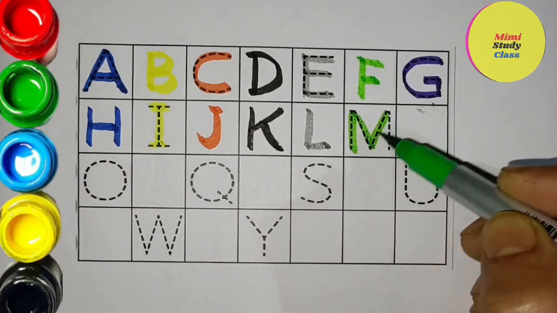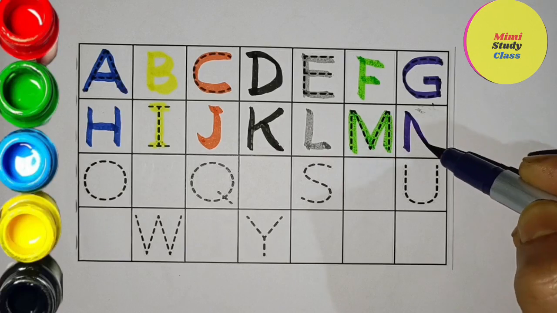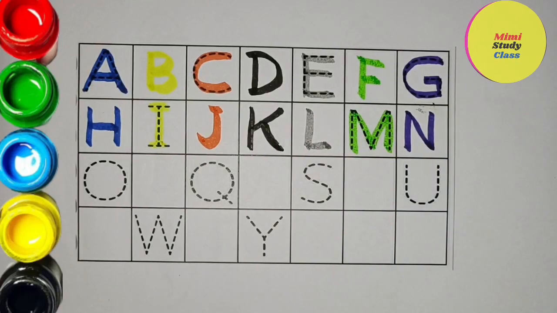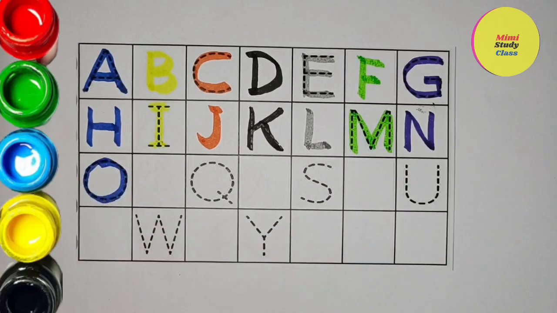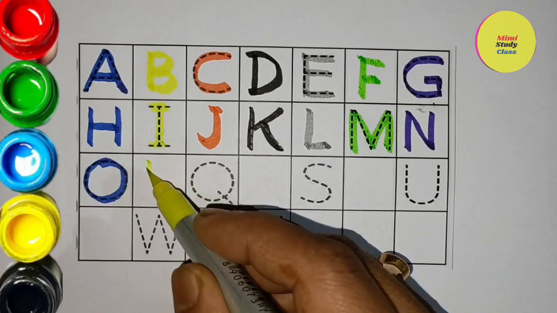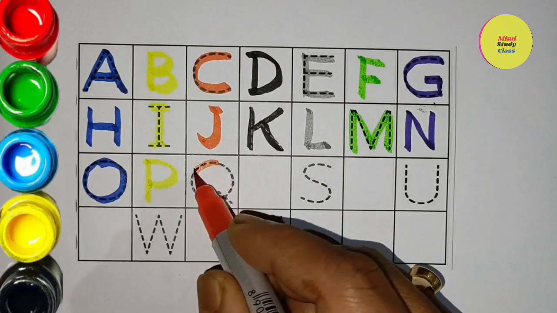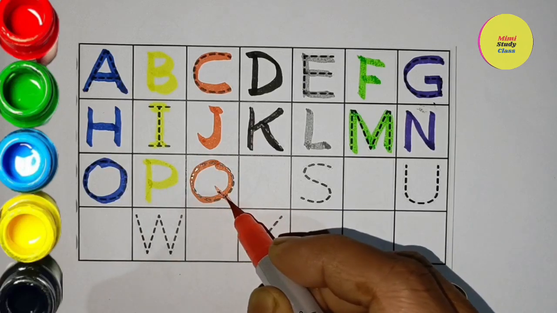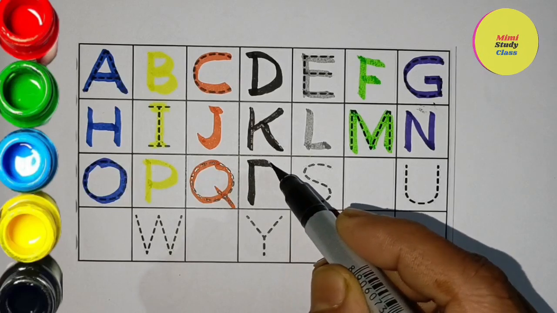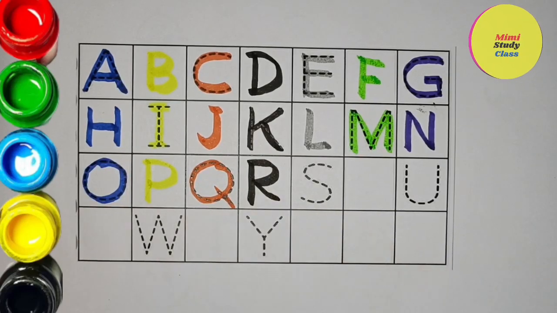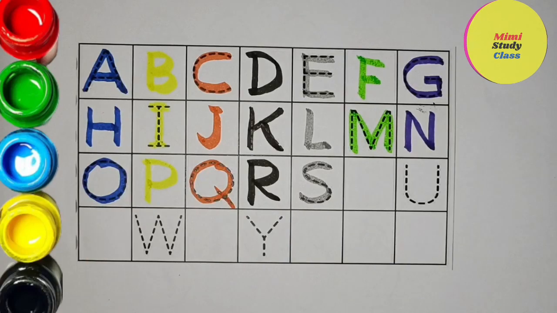M for mango. N for nest. O for owl. P for parrot. Q for queen. R for rainbow. S for sun.